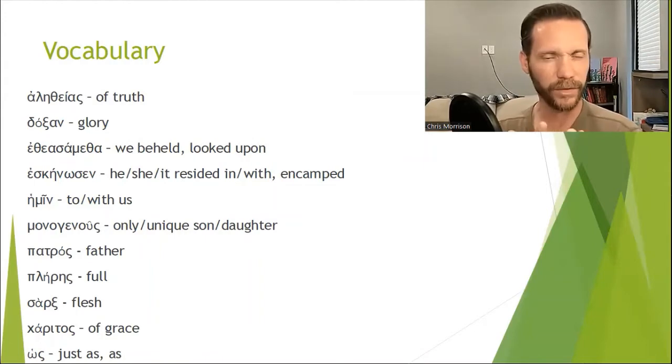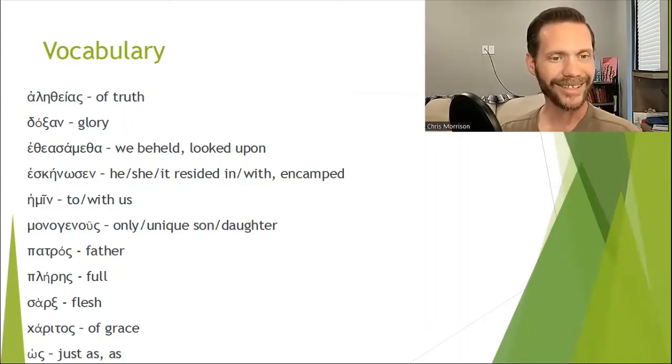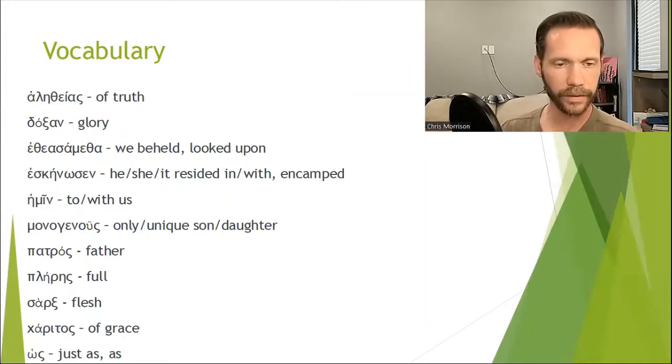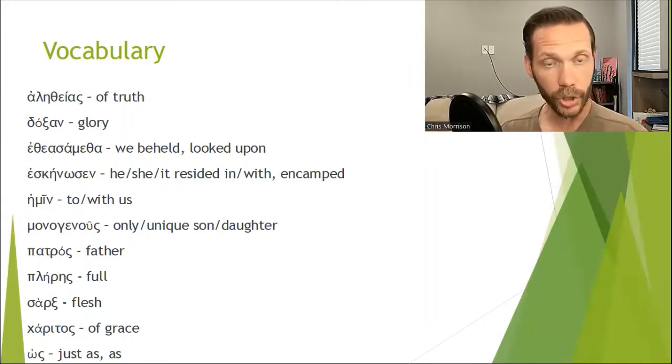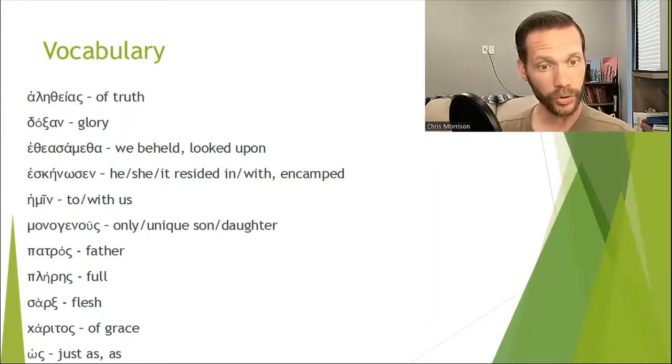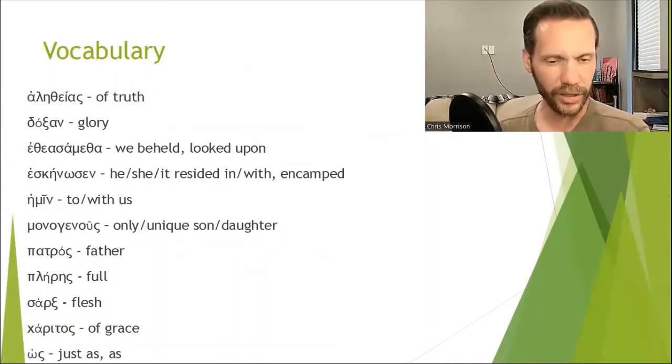Aletheas roughly means of truth. Doxon means glory. Etheasamatha means we beheld or we looked upon. Eskenosin, meaning he, she, or it resided in or encamped with. Hemin, meaning to or with us. Monogonous, meaning only or the unique son.